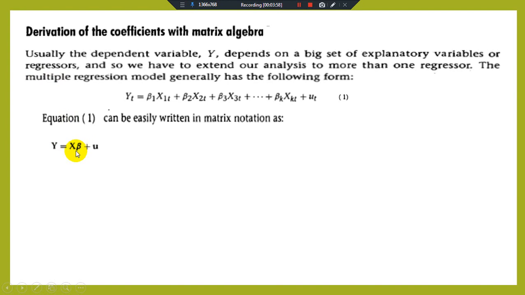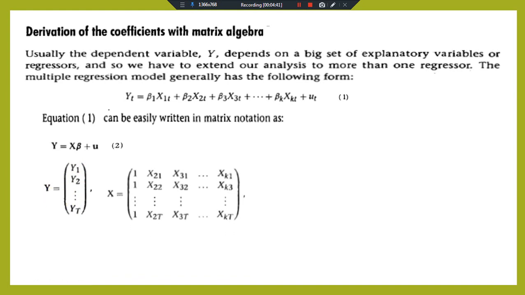Here X is a set of explanatory variables and beta is a set of parameters depending upon the number of explanatory variables. Now we convert this equation into the form of matrices. We have y equal to y1, y2, and so on up to yt. The number of observations decides the number of rows in the dependent variable matrix, because the dependent variable is one, so we have only one column.